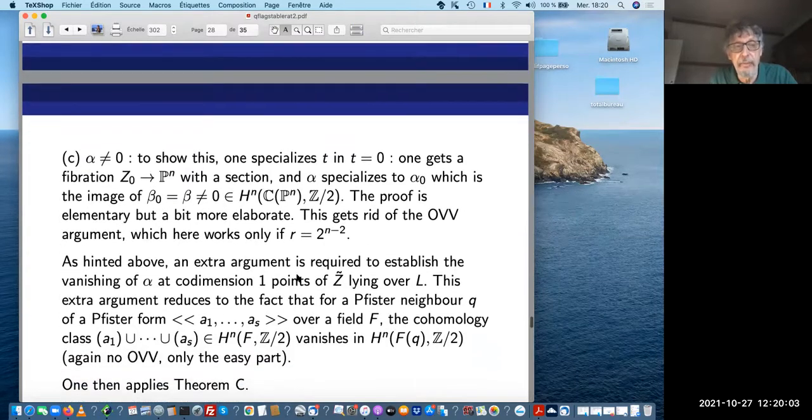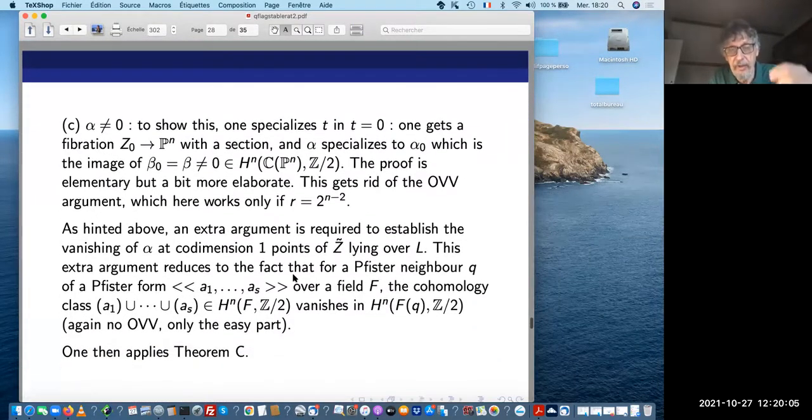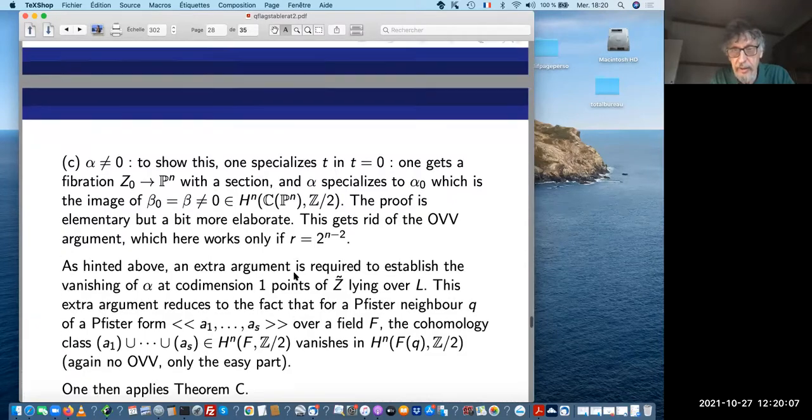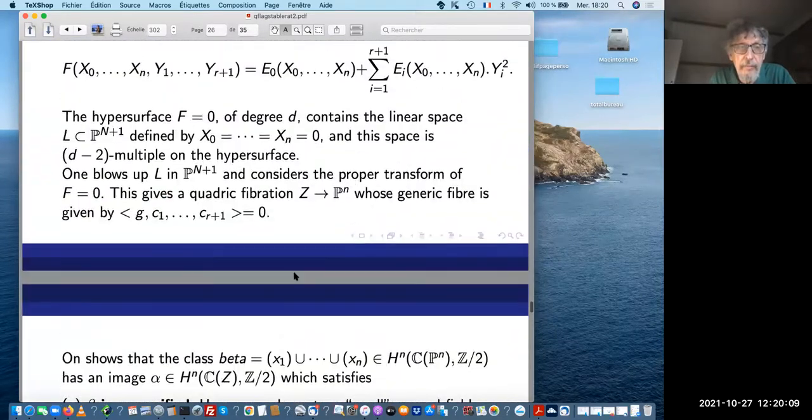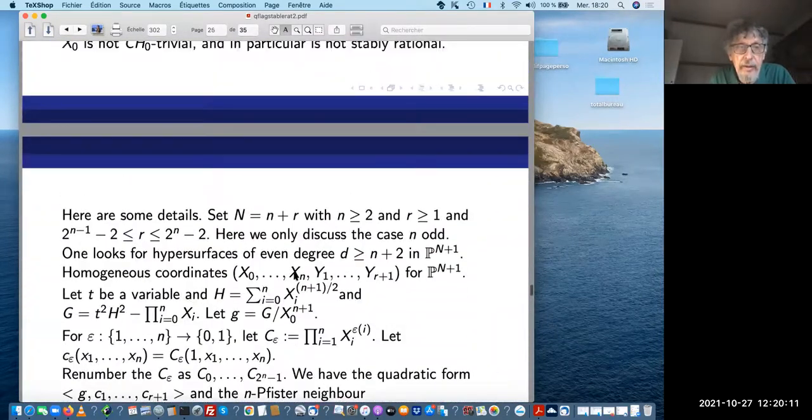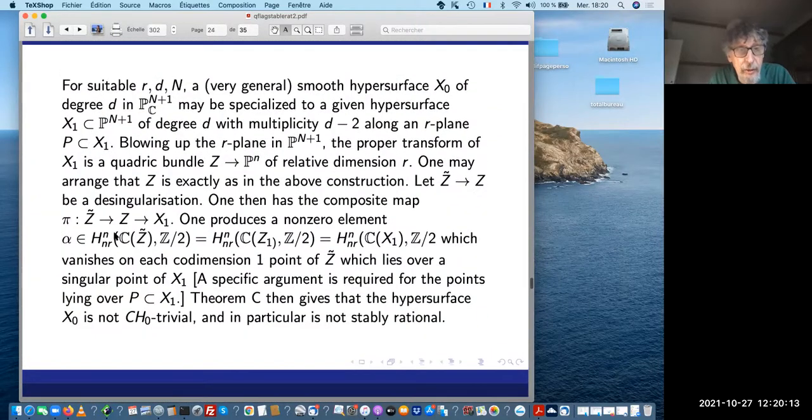So I told you at some point that I was hiding an argument, and the difference between, this is important, it took me some time to understand this, I hope I've understood it, between Z and X1. So we have to be careful here. The points of Z tilde of codimension one, which are with the singular locus of X1, okay?